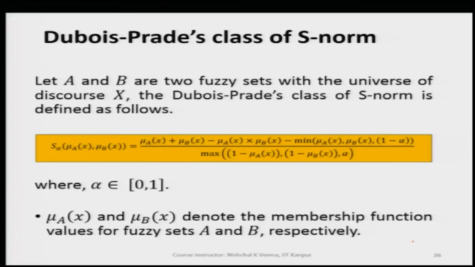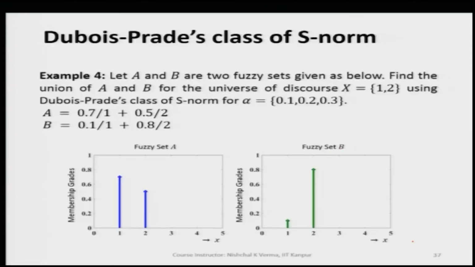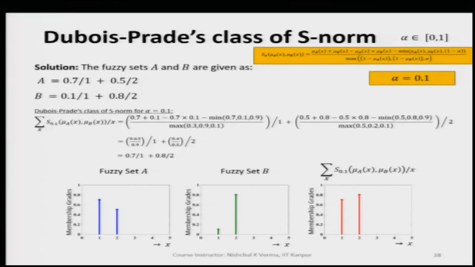So, let us now take the same fuzzy sets as we have taken in the previous example, and let us find the union of two fuzzy sets using Dubois-Prade class of S norm. So, we have two fuzzy sets here, fuzzy set A and fuzzy set B. A is defined by this expression and B is also defined by this expression. These two fuzzy sets are discrete fuzzy sets.